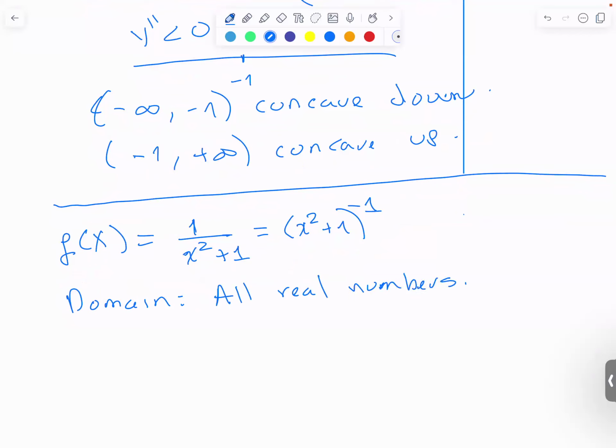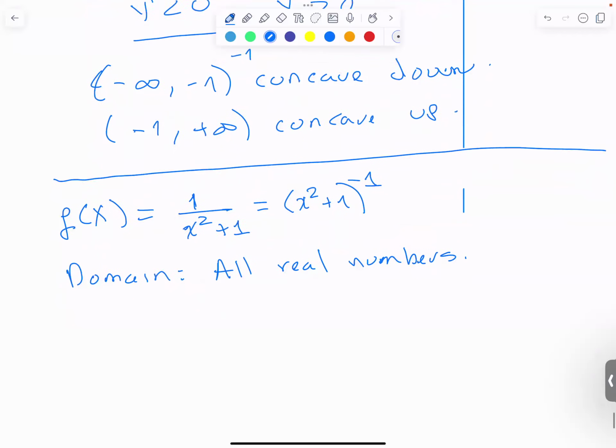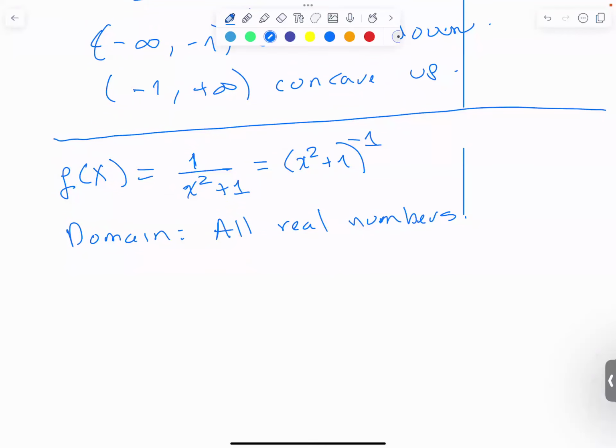Because the denominator is never 0, because x squared is always positive, and there's no way of canceling the 1 with x squared, and the 1 is positive. All real numbers. Now, all real numbers is the domain. No problem in the domain. If the domain is all real numbers, there's no vertical asymptotes.